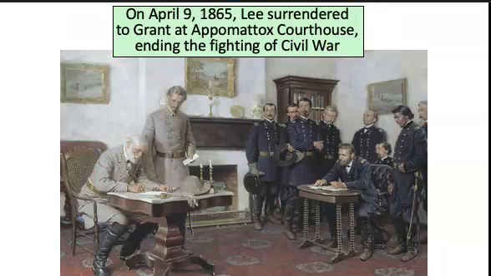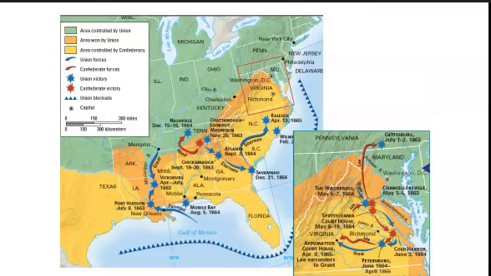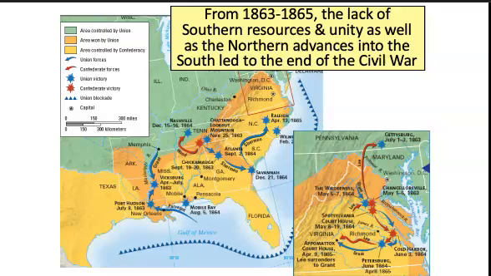On April 9, 1865, Lee will surrender at Appomattox Courthouse, ending the fighting in the Civil War. If you go there, you can see the room that he was able to surrender in. There's a couple paintings of that particular room. So in conclusion, from 1863 to 1865, the lack of Southern resources and unity, as well as the Northern advances into the South, leads to the end of the Civil War.